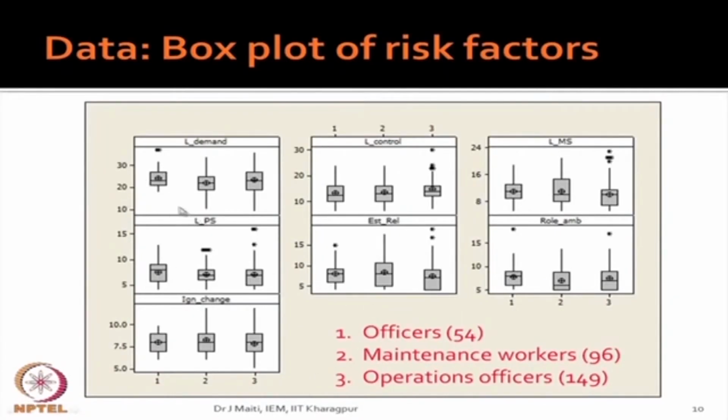There are 7 response variables. Variable 1 is excess demand, then lack of control, lack of management support, lack of peer support, estranged relationship, role ambiguity, and ignorance of change. We are seeing that the first one is the officers' box plot, the second is the maintenance workers' box plot, the third is the operations workers' box plot. You see the mean value everywhere, and there are certain outlier values. It is always better to first remove the outliers.